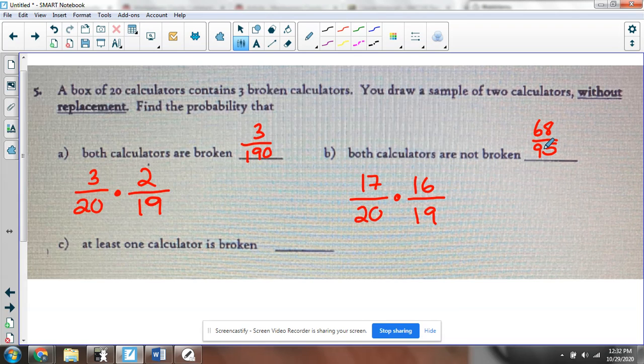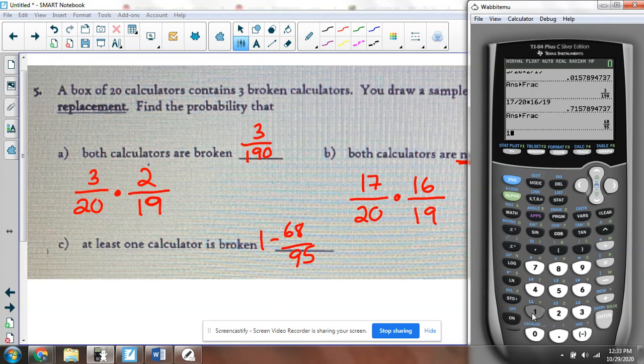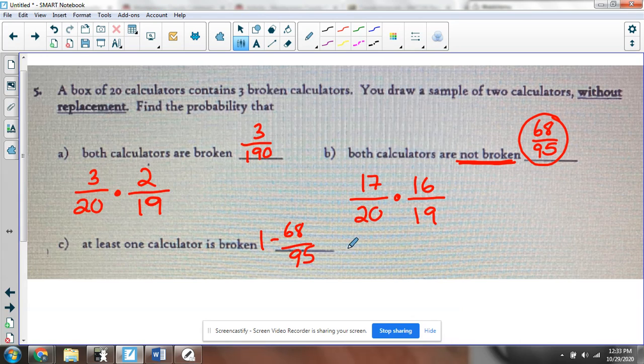At least one calculator is broken. So that means one calculator is broken or 2 calculators are broken. Well, that's the same thing as saying the opposite of no calculator is broken. So this is the probability of no calculator is broken. The opposite is going to be at least one broken. So we can just take this and subtract it from 1. That's going to be 1 minus 68 over 95. So we get 1 minus, take my previous answer, and I get 27 over 95.